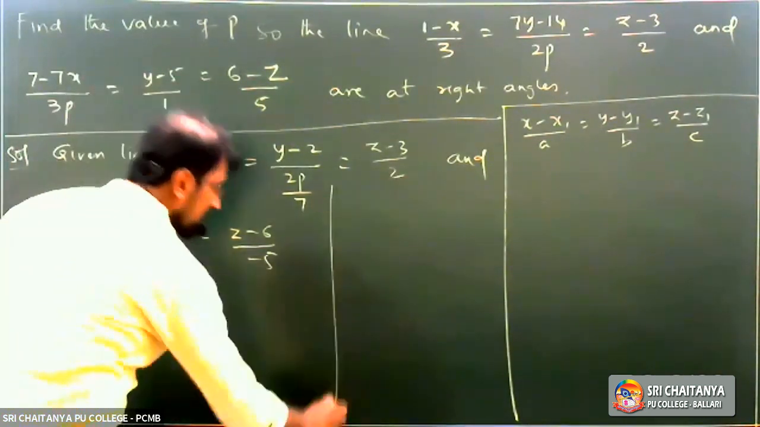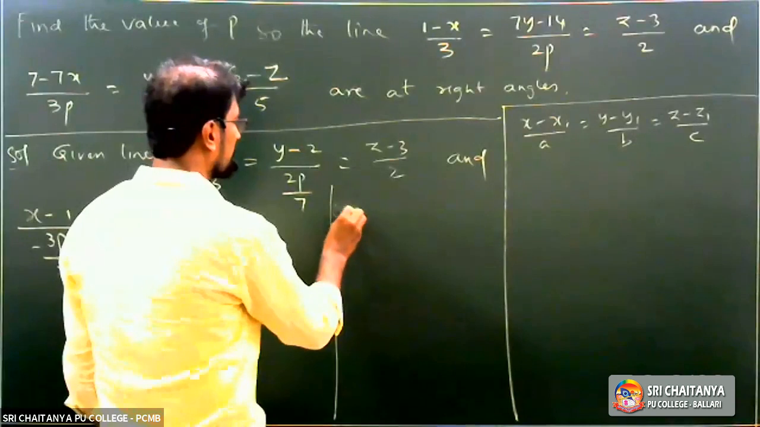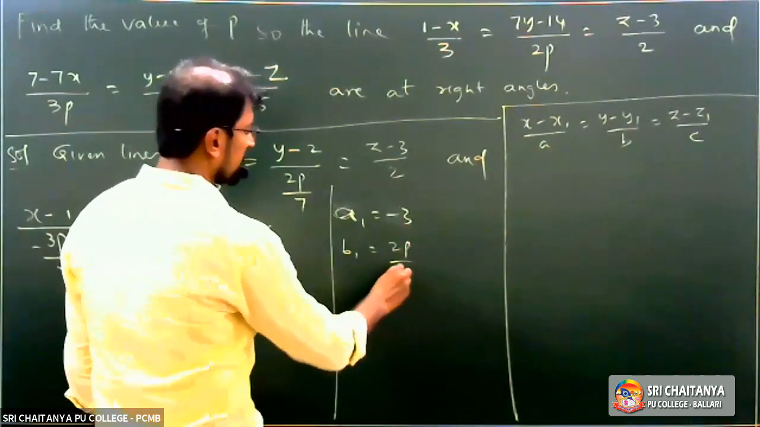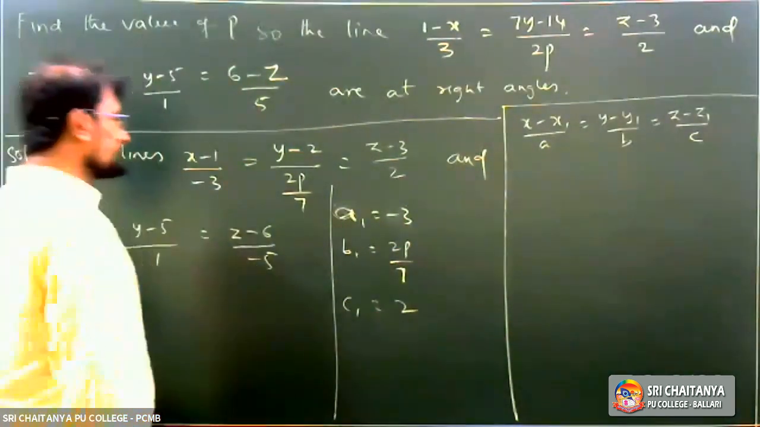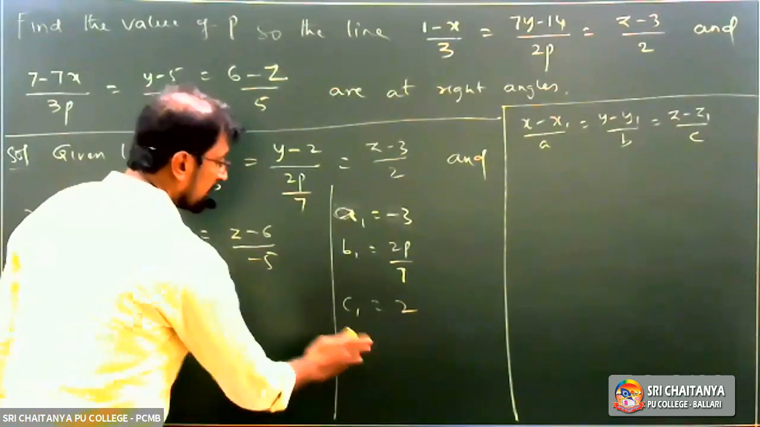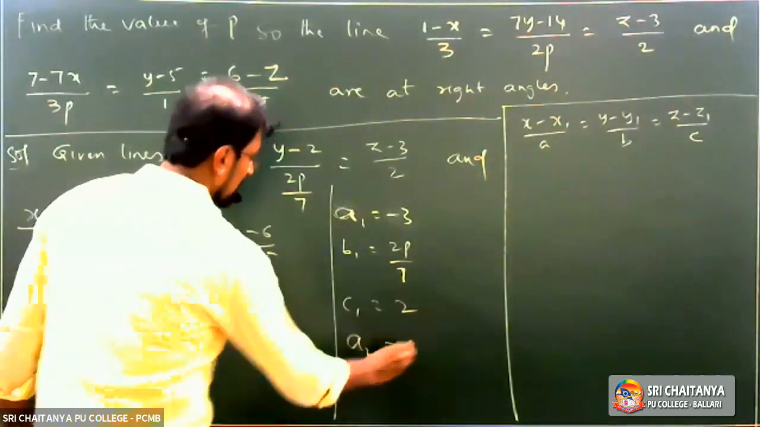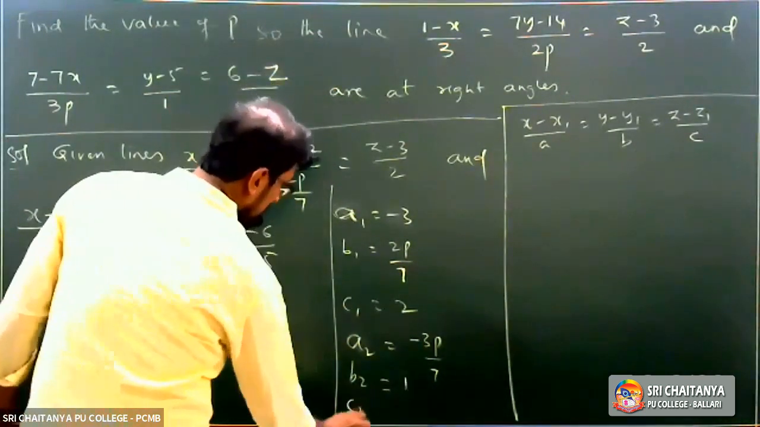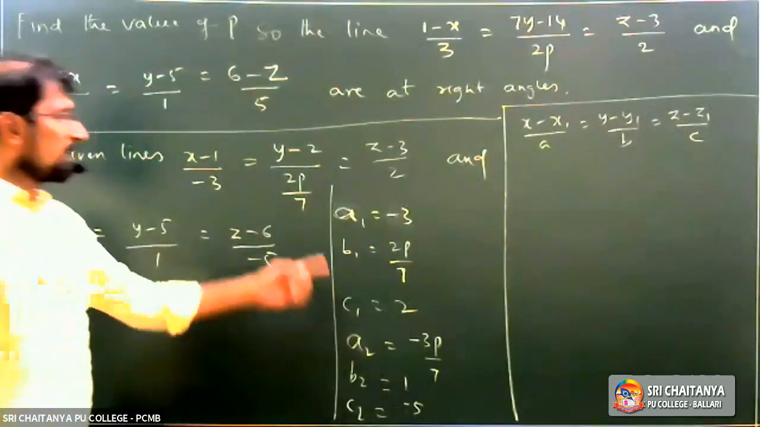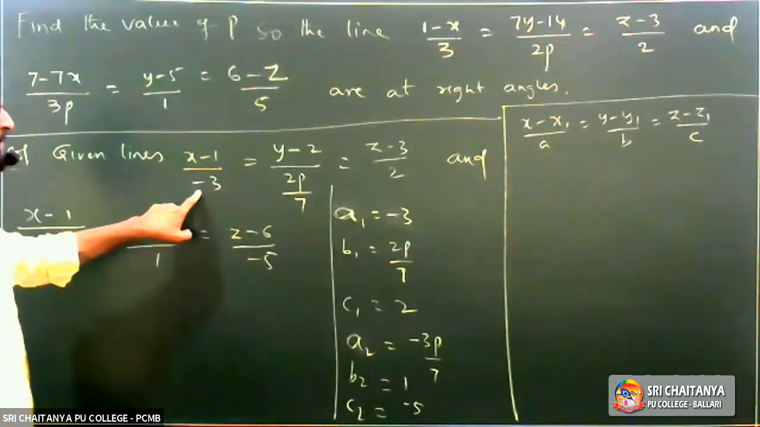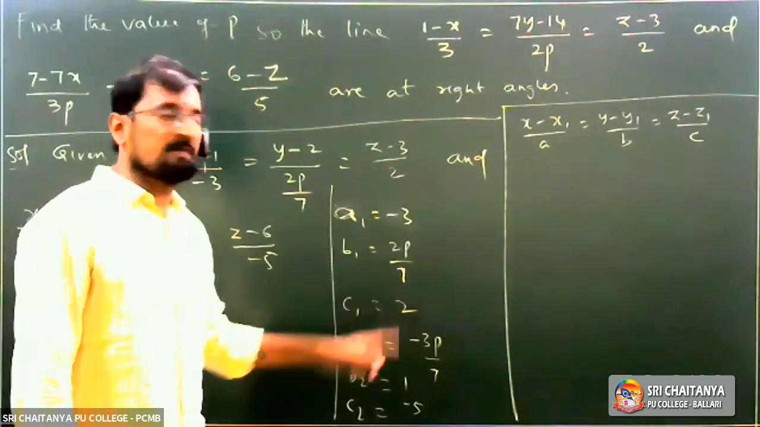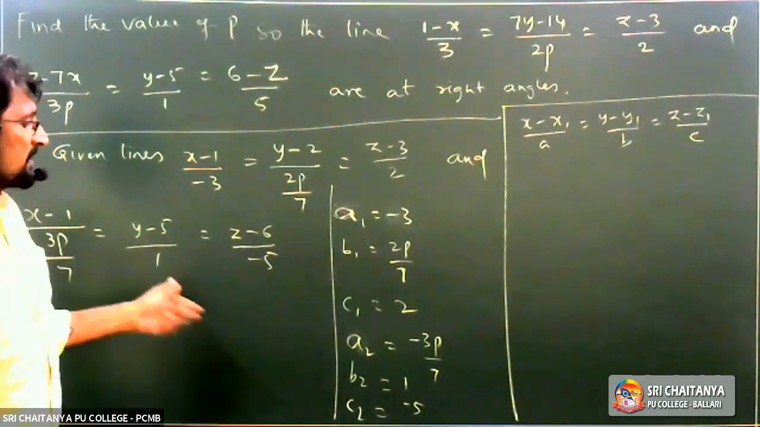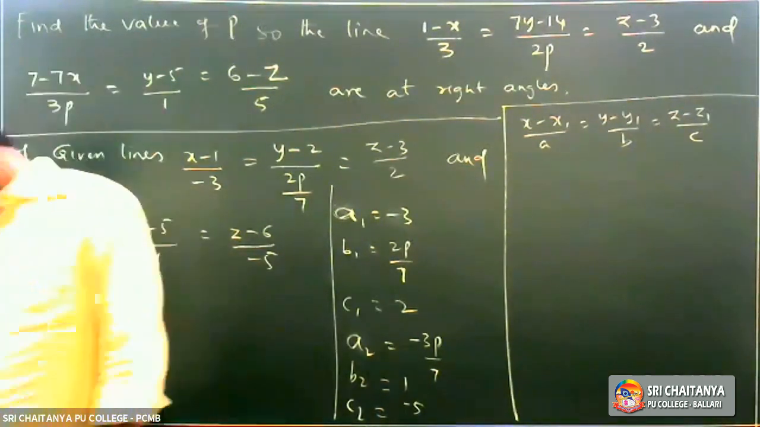Now you can write a1 is equal to minus 3, b1 is equal to 2p/7, c1 is equal to 2, right? a2 is equal to minus 3p/7, b2 is equal to 1, c2 is equal to minus 5. Now you got, I am repeating, a1 is equal to minus 3, b1 is equal to 2p/7, c1 is equal to 2, and a2 is equal to minus 3p/7, b2 is equal to 1, c2 is equal to minus 5.